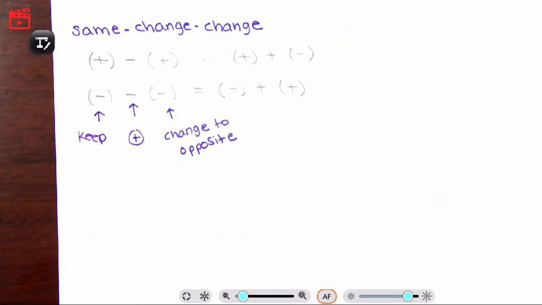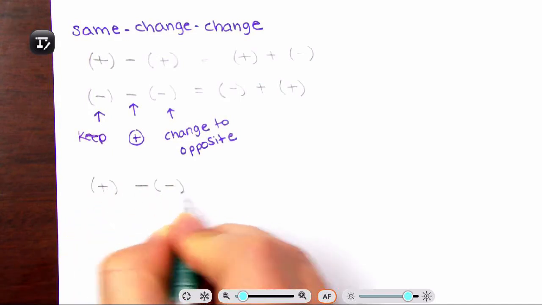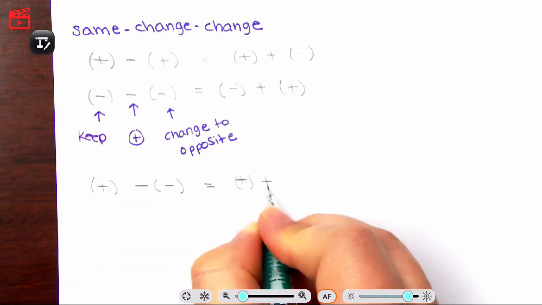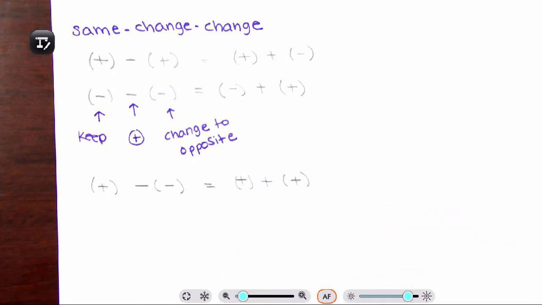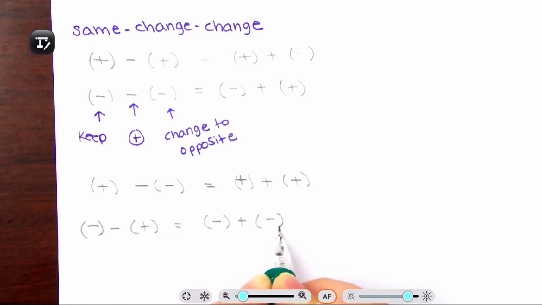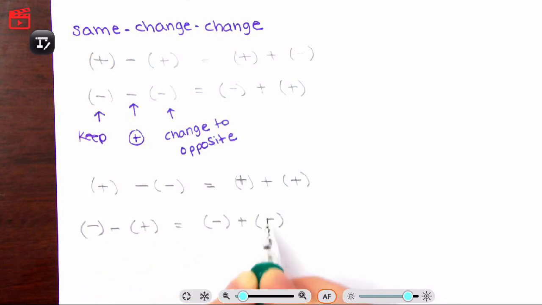Let's try that again with another one. I have a positive minus a negative. Keep, change to a positive, and I'm going to change to the opposite. And again, these are pluses. And then the last one I have is a negative minus a positive. I'm going to keep, I'm going to change to a positive, and I'm going to change to the opposite. And this is what we have.